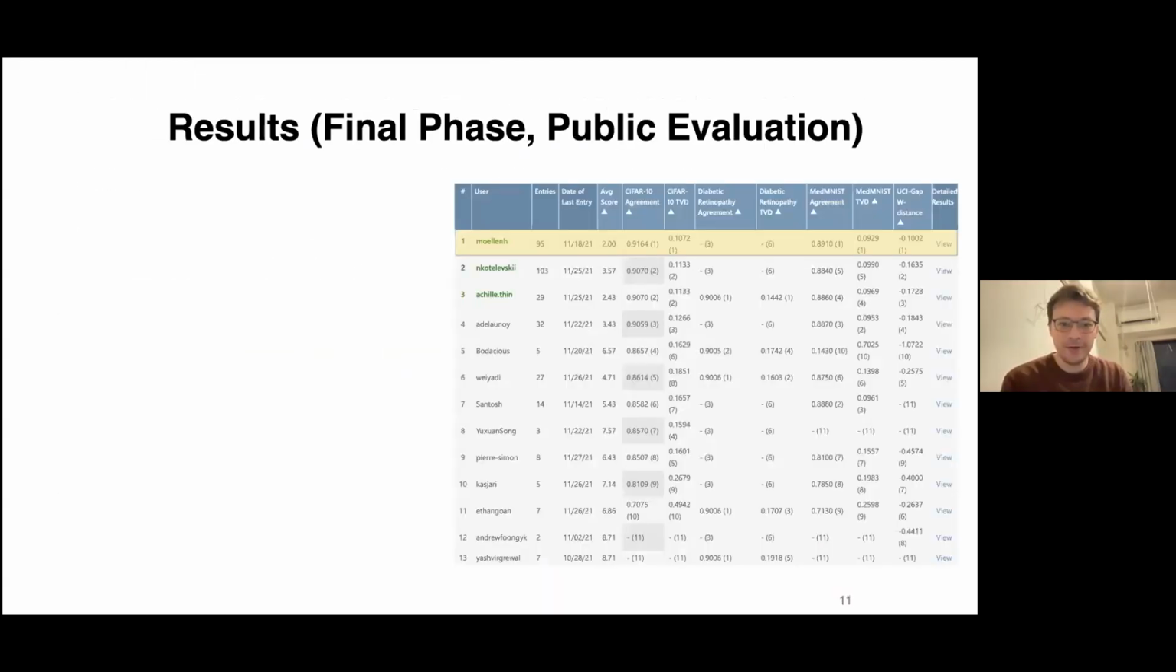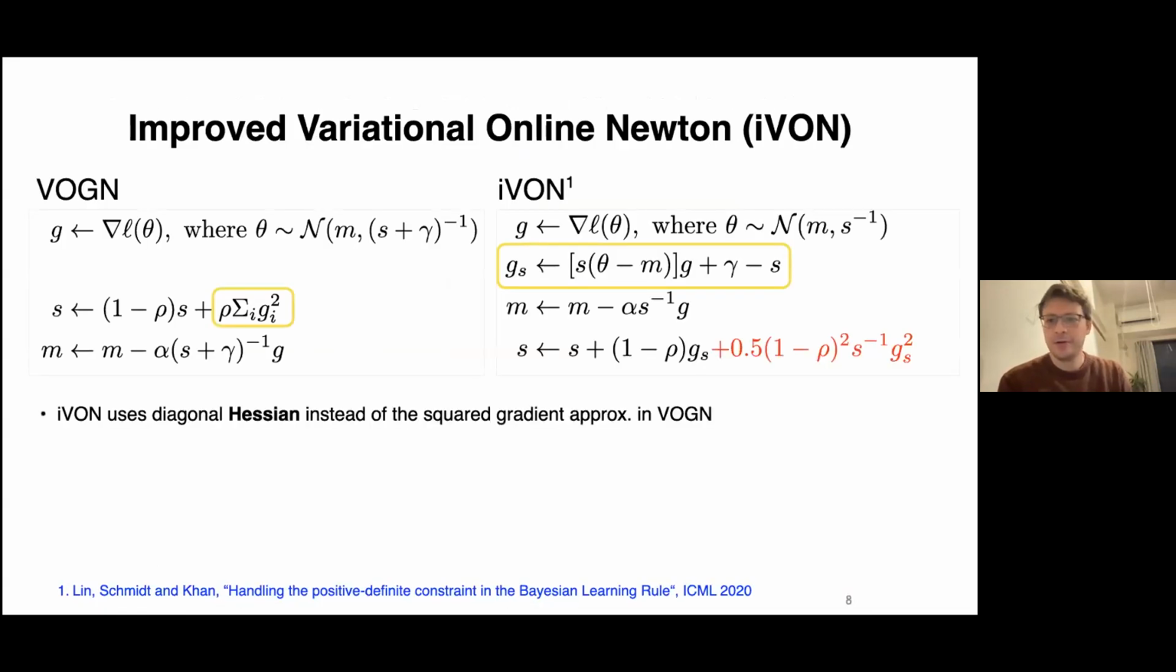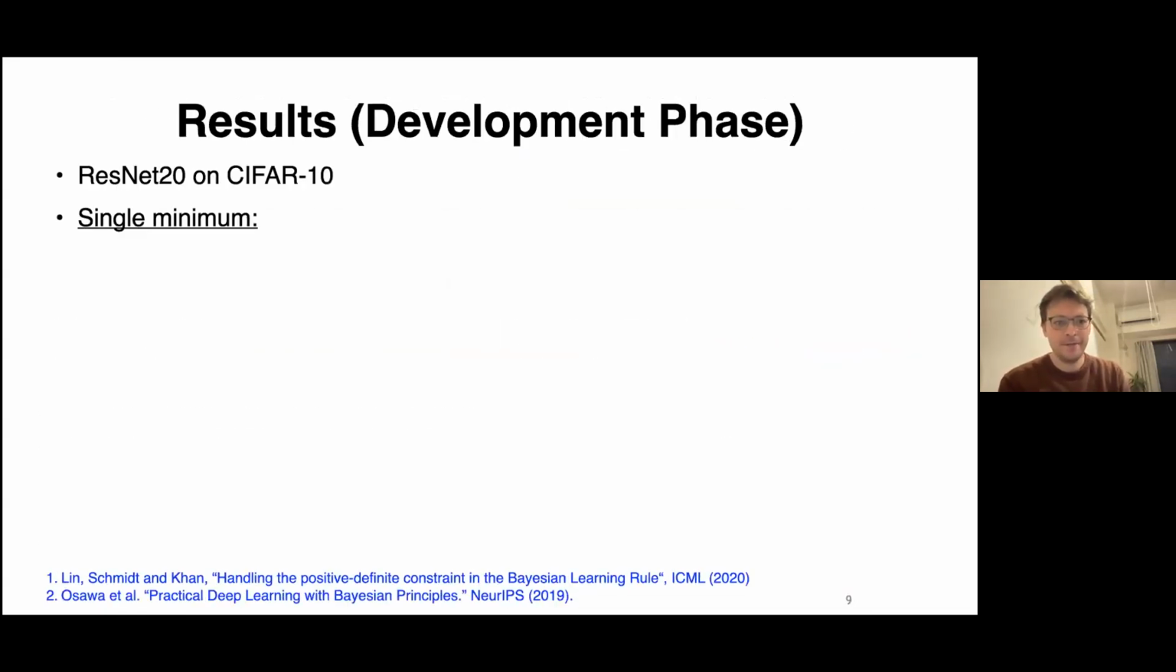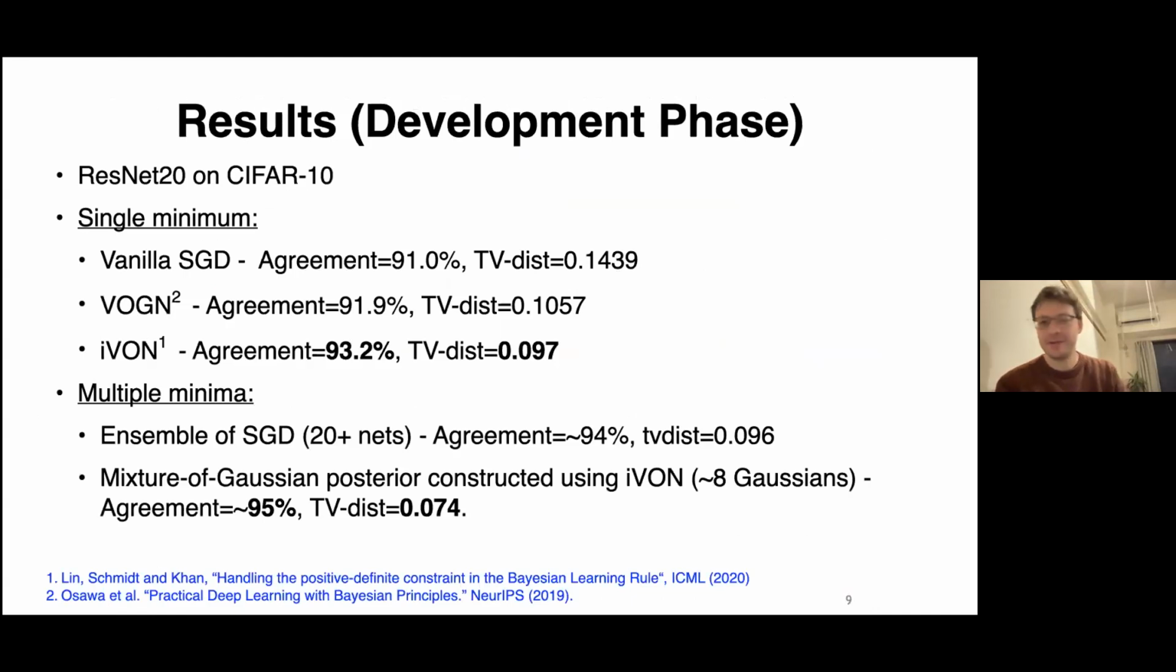Yeah, very good question. So we did not look at the diversity, but we compared with standard SGD, and we found that the iVong gave better results using fewer members in the ensemble than the standard SGD with more members. So this is listed under multiple minima, where the iVong could beat 20 plus nets with 8 Gaussians or so. We did not look at the diversity.